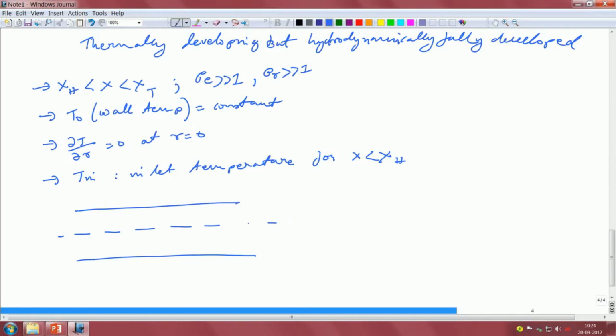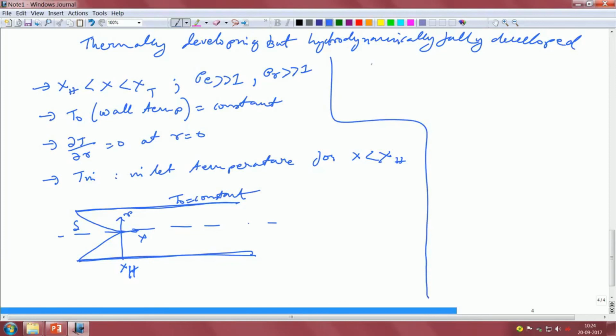So, this looks like this. Basically your hydrodynamic boundary layer has fully developed here. This is delta. This is your coordinate, this is your region of interest, so to say, and this is T naught equal to constant, this part, and this is your hydrodynamically fully developed regime. Got it.